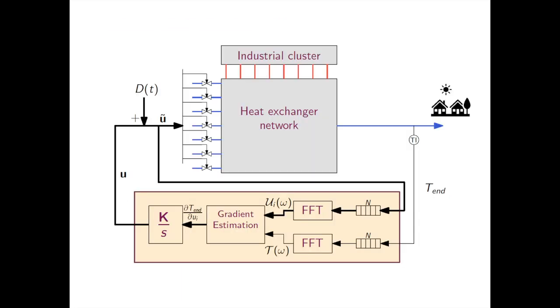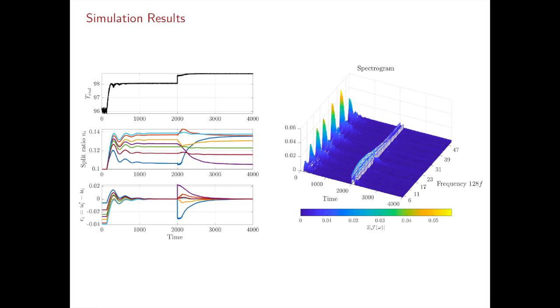Optimal operation can then be achieved by driving the estimated gradients to zero using integral action. By mapping the time series data into a series of frequencies, we show that fast Fourier transform allows us to easily extract the effect of different input perturbations from the single temperature measurement and use it to optimize surplus heat recovery from an industrial cluster.